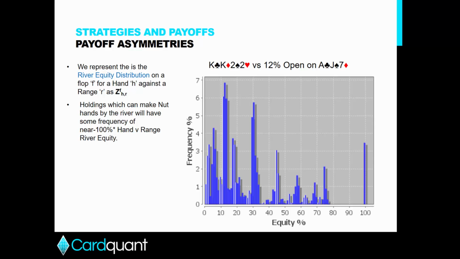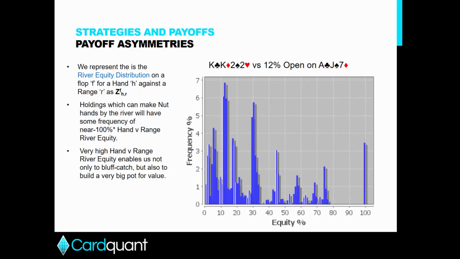So holdings which can make nut hands by the river, in general, will have some frequency of near 100% hand versus range river equity. I said near, because there are a number of factors that can take it just away from 100%. One example is whenever a straight has appeared, your opponent will always be able to have that same straight some fraction of the time. So you won't have 100% equity against his range, you'll have 90-something, because sometimes it's a split pot.